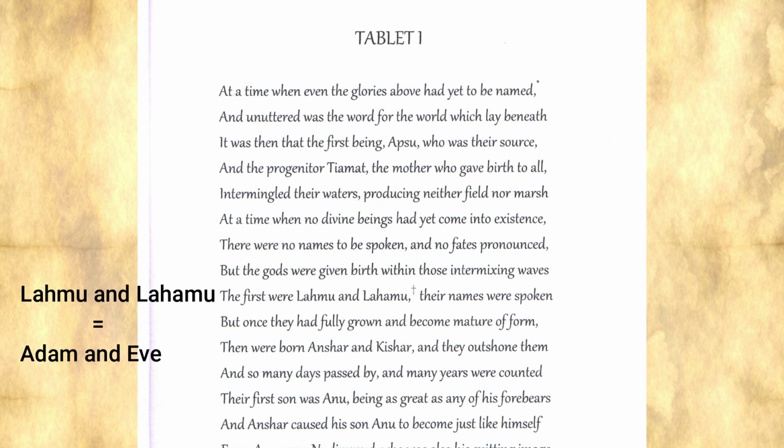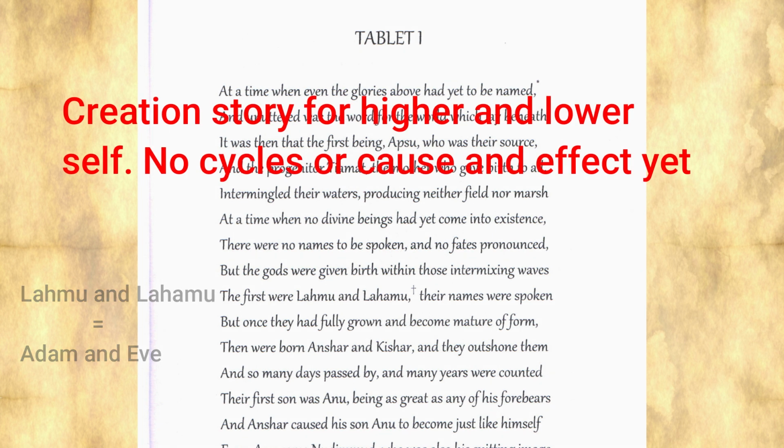And if you look ahead of time, there's actually a couple of things going on. I don't want to spend too much time on it. The progenitor Tiamat, the mother who gave birth to all, that is going to be our underself, it's a water self. It's really going to be our subconscious is what Tiamat is going to end up being. Intermingled their waters, producing neither field nor marsh. So at some point in time, we were not yet developed. This was prior to, if we go to Genesis, before the animals were made, before the plants were made and the seeds and all of that kind of stuff. This is saying neither field nor marsh. Those had not been created yet. They had not come in.